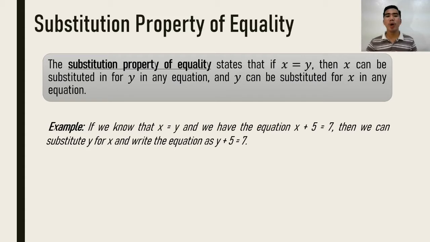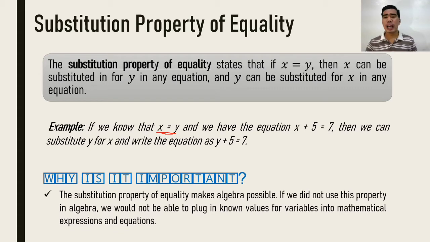So, if we know that x is equal to y, and we have the equation x plus 5 is equal to 7, then we can substitute y for x and write the equation y plus 5 is equal to 7. Okay? Since equality man, pag y is equal to x, pag x is equal to y. That's an example. Bawal yun siya.